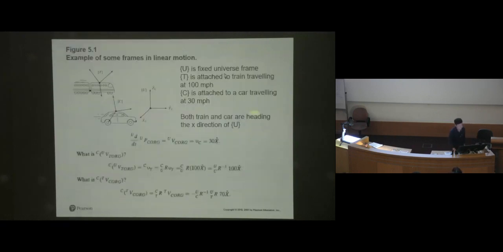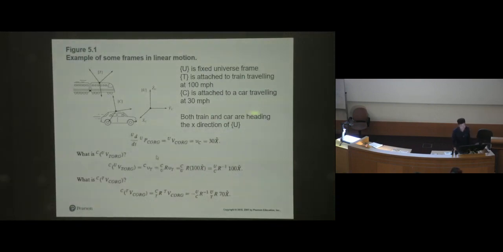Assume the train is traveling at 100 miles per hour, and the car is traveling at 30 miles per hour. The train is moving faster than the car, and both the train and the car are heading in the x direction of U.